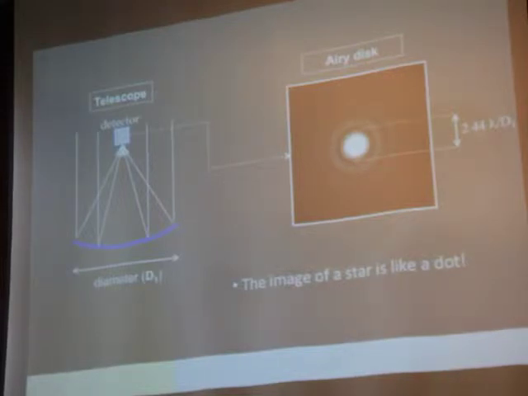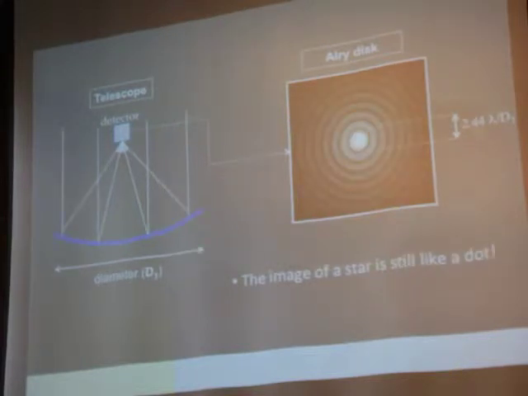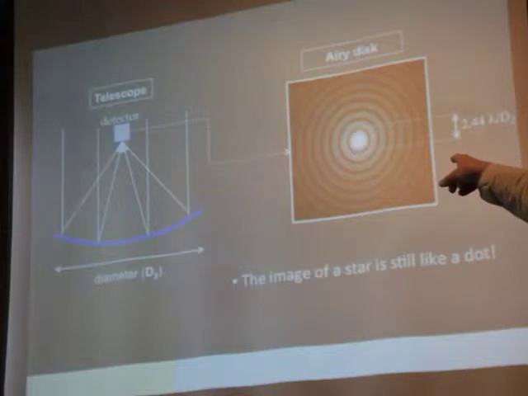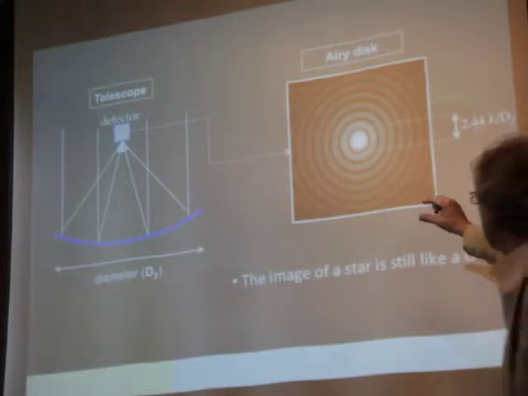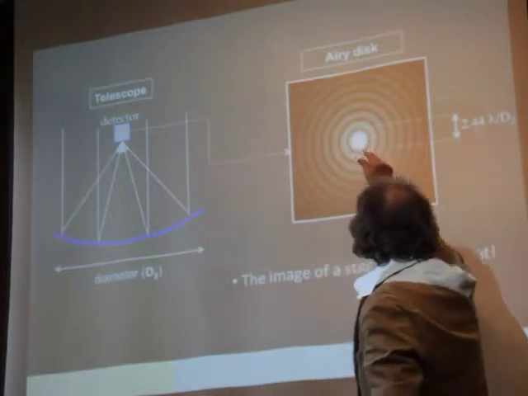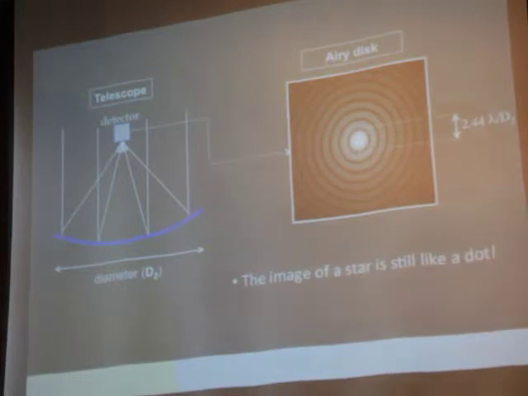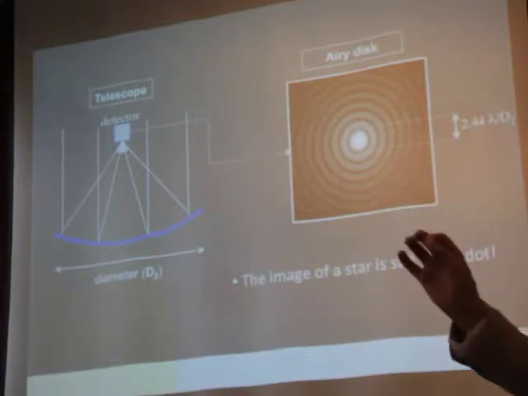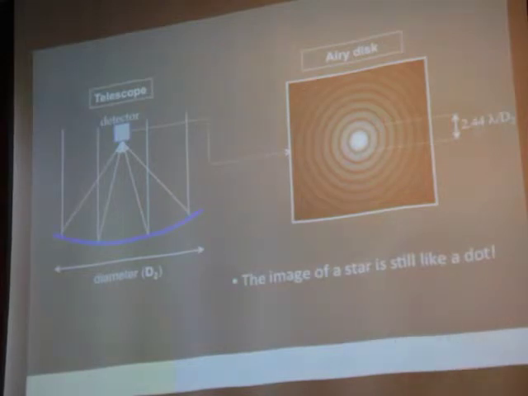Now if you take a telescope a bit larger with a diameter d2, you get the same image, but with a central dot much narrower, inversely proportional to the diameter of the telescope. Now, if the star is point-like, you will still be disappointed.